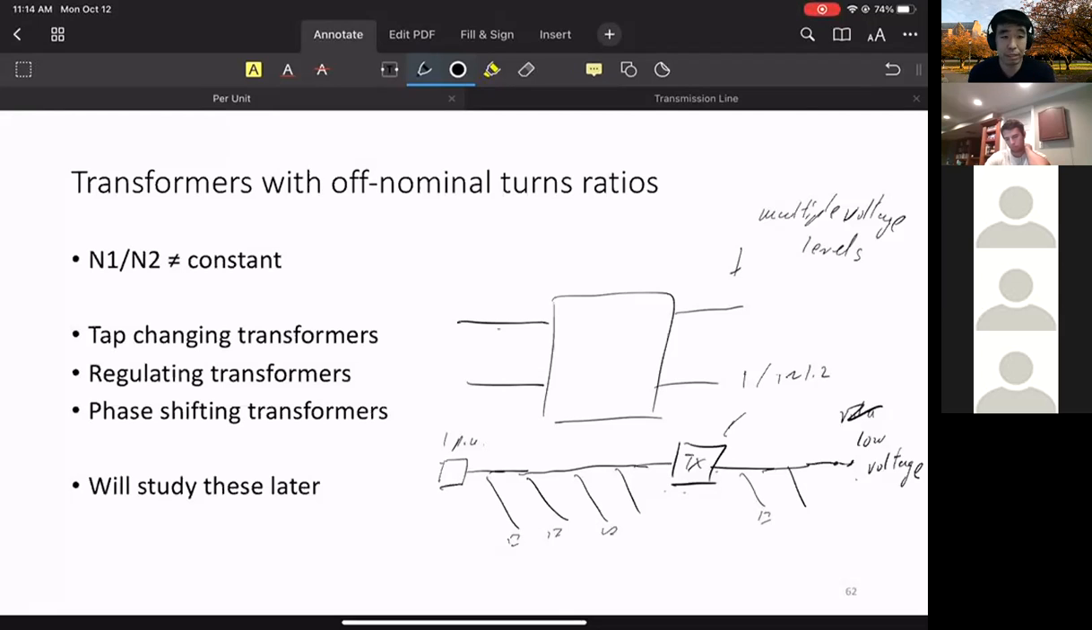But for now, most times we'll be dealing with a practical transformer, but still something that has a constant turns ratio. So that turns ratio doesn't change from time to time. And it doesn't shift voltage. Okay. So any more questions about transformers?